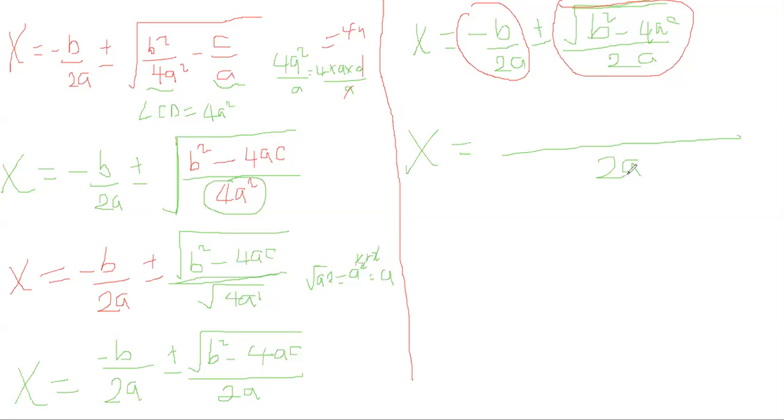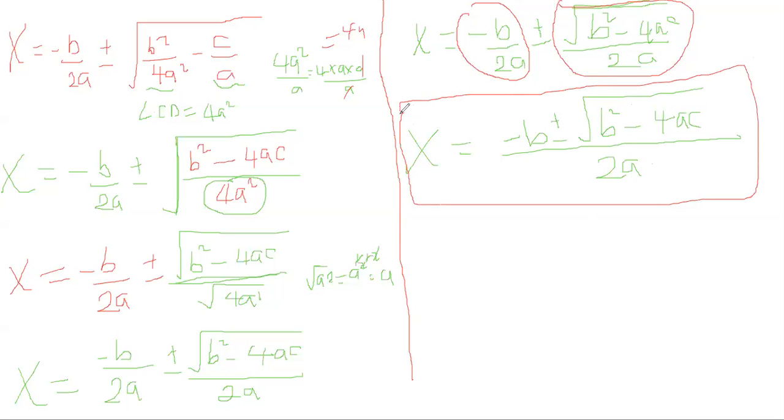So 2a here into 2a here is 1. 1 times minus b is minus b, plus or minus. 2a into here is 1, into here is 1. We multiply it by the square root, it will give us the same square root, minus 4ac. So this is the quadratic equation that we have been talking about. Now we have derived it.